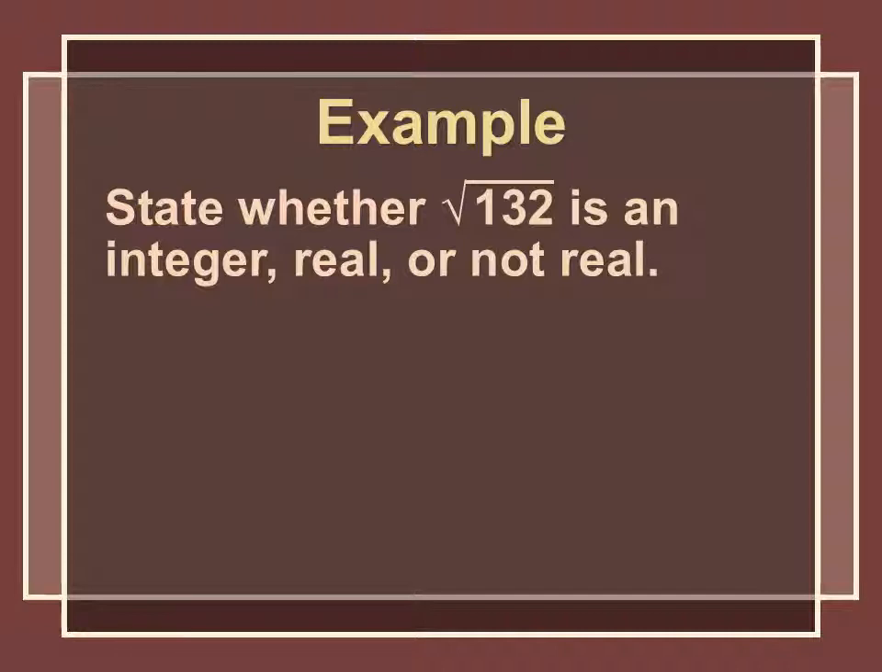What about the square root of 132? Now, there is not a number that we can multiply by itself to get 132. However, it's not negative, so you know it has to be real. Square root of negative 36. Since there's a negative inside the radical symbol, we can say it's not real.